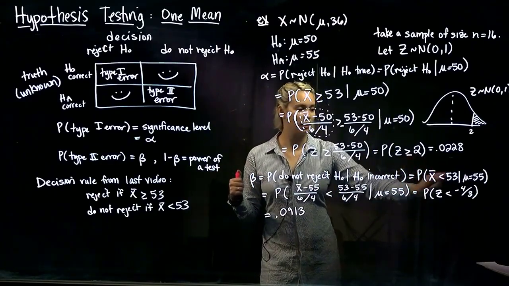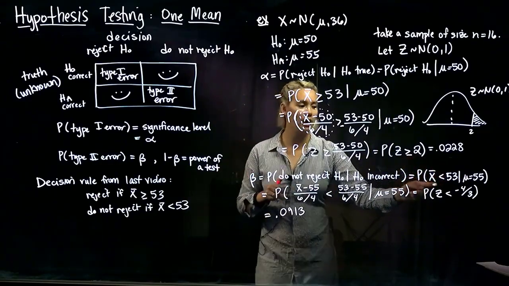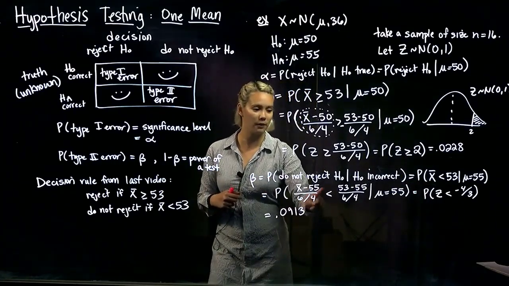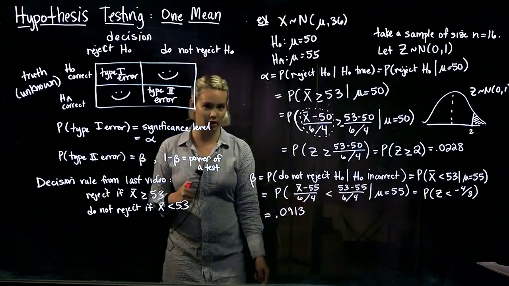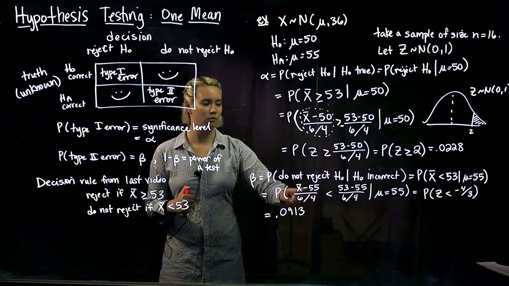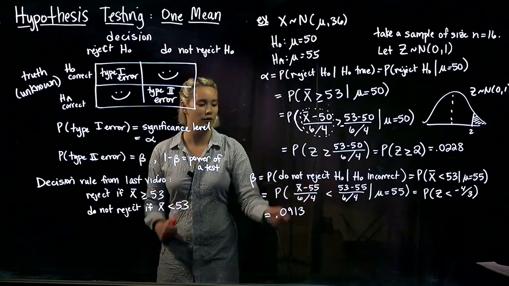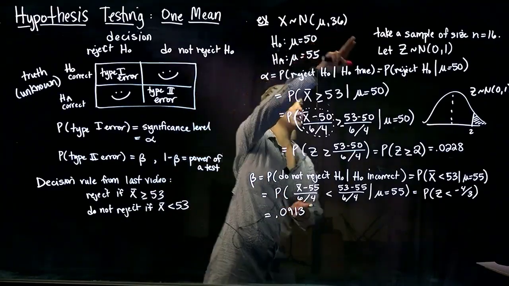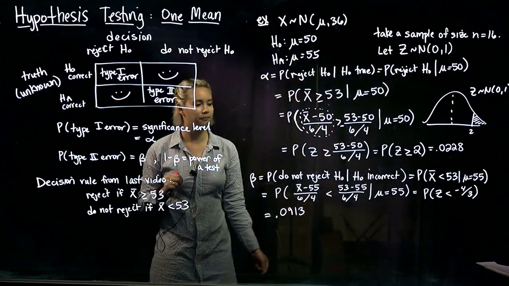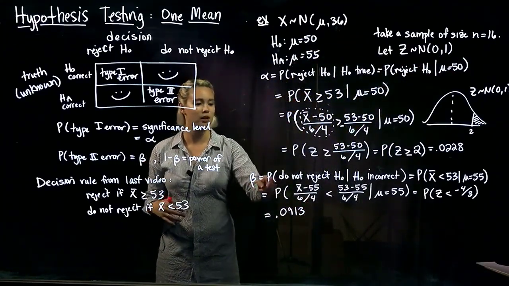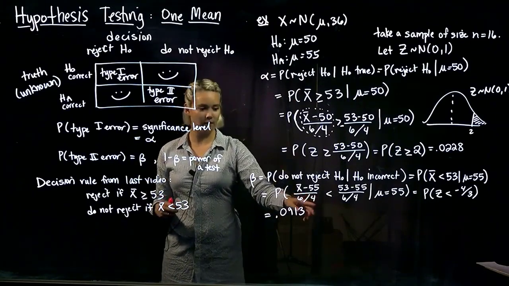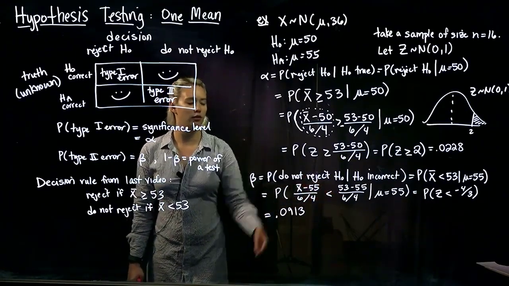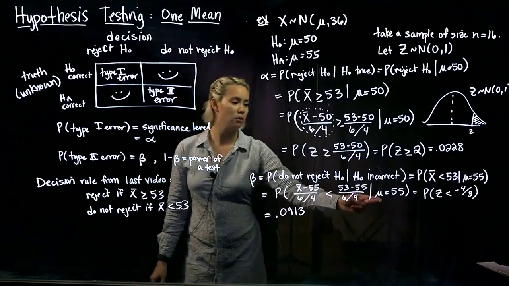Okay, so let's continue thinking about this. Let's do the same thing as here and subtract and divide by the same quantity. All right, so let's subtract 55 on both sides and then divide by the standard error of x bar. So subtract off 55 on each side and then divide by 6 over 4. Again, 6 is the square root of 36, and then 4 is the square root of our sample size 16. All right, so then that tells us that beta equals the probability that (x bar minus 55) over 6 over 4 is less than (53 minus 55) over 6 over 4, given that in reality mu equals 55.